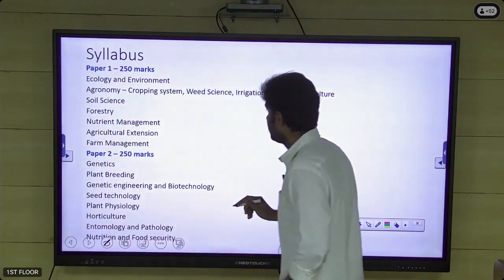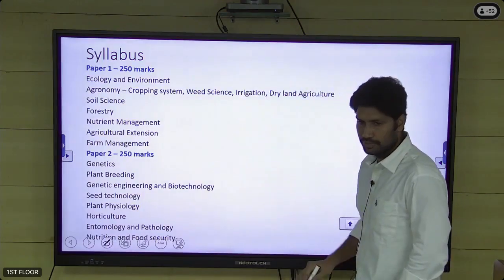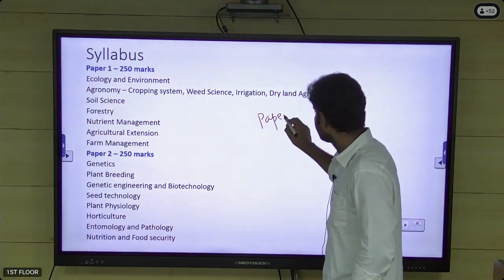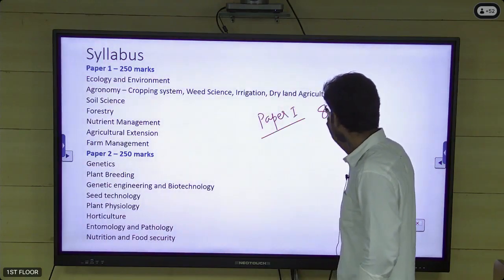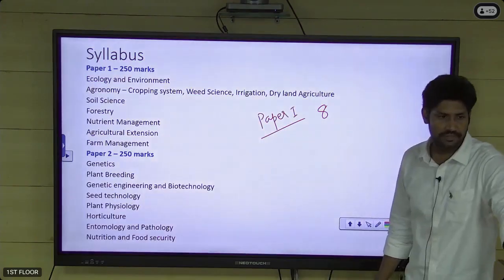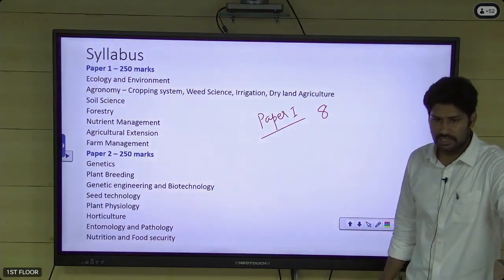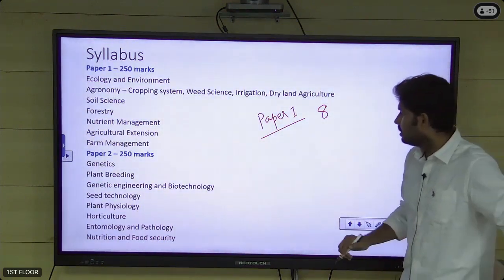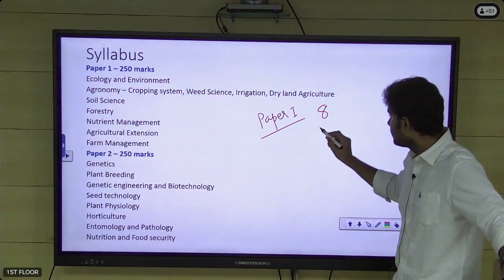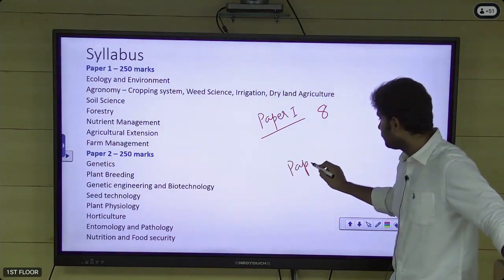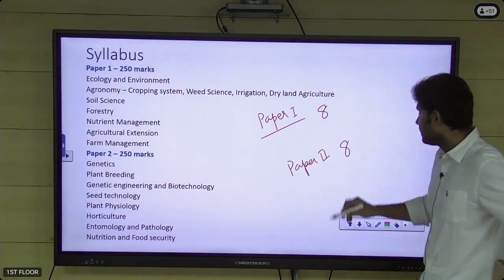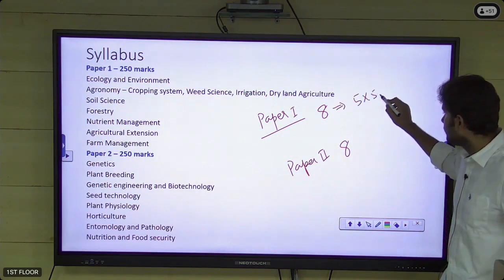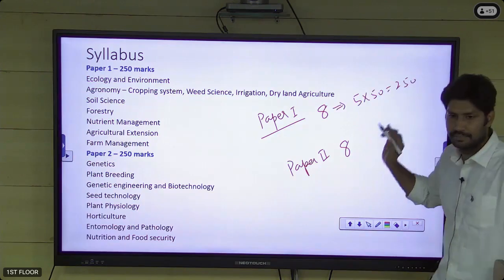So this is the exam pattern: paper 1, 250 marks, paper 2, 250 marks. There are 8 questions in paper 1. Choice is there. Actually, in the GS, there is no choice; out of 250 marks, all 25 questions are compulsory. But in our optional paper, choice is there. In paper 1 and paper 2, there are 8 questions total. You have to attempt 5 questions. So 5 into 50, 250 marks. This is the exam pattern.